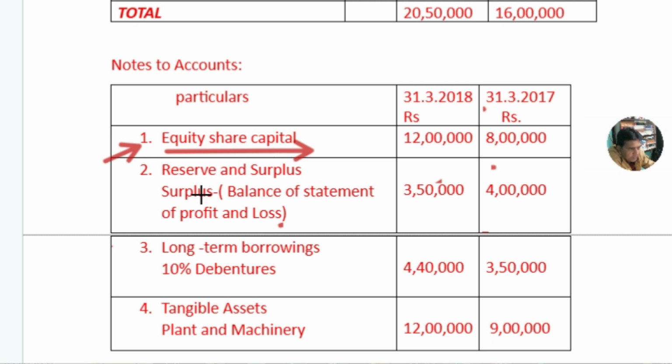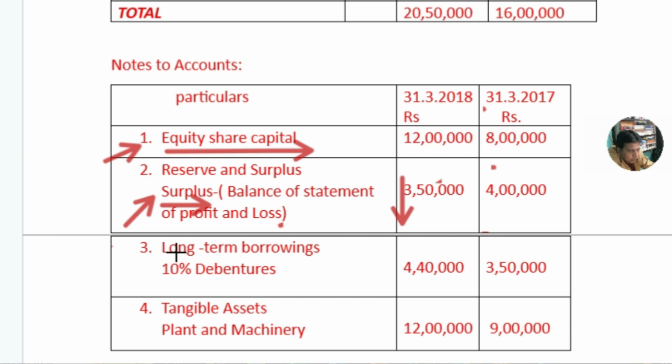Reserve and surplus also as usual, like here the surplus balance. This surplus means the profit balance, so profit or loss. So here this amount is the surplus balance, indicating it is a negative figure. So 4 lakh to 3,50,000, so 50,000 rupees is decreased compared to last year, negative.